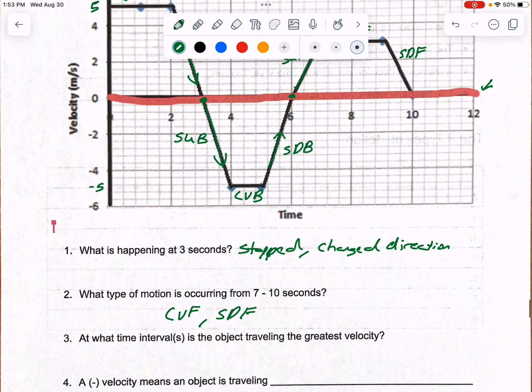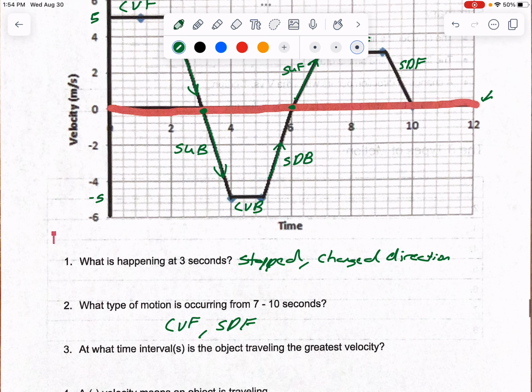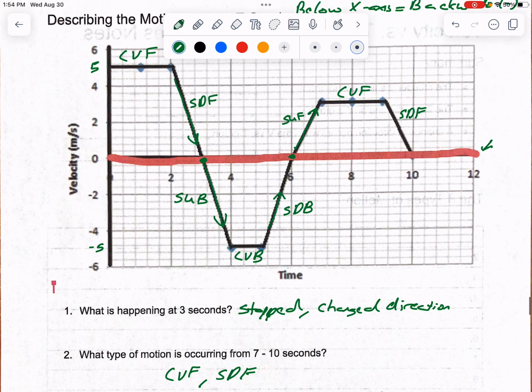Number 3, what time interval or intervals is the object traveling with the greatest velocity? So this is where we gotta be careful. We're not looking for slope. Okay, so slope is acceleration. If you want to know greatest velocity, all you gotta do is look at your y-axis. Your y-axis is your velocity. So I'm looking for the highest values, whether it's positive or negative, it doesn't matter.